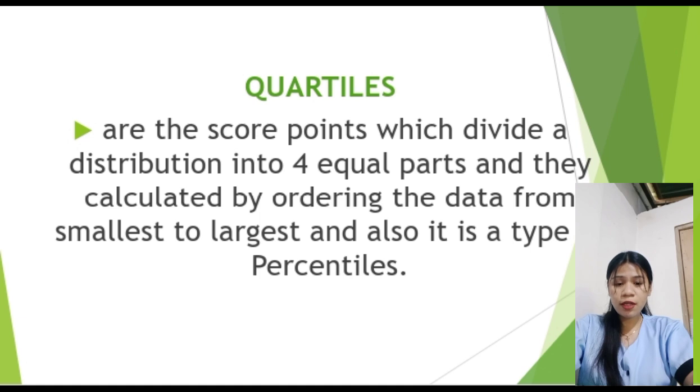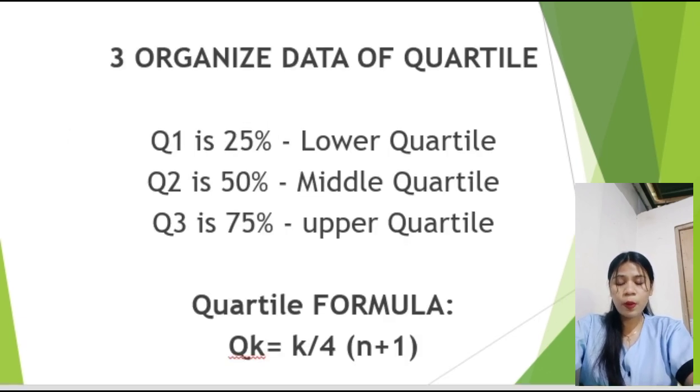When we say quartiles, they are the score points which divide a distribution into four equal parts, and they are calculated by ordering the data from smallest to largest. It is also a type of percentile. So, class, there are three quartiles.